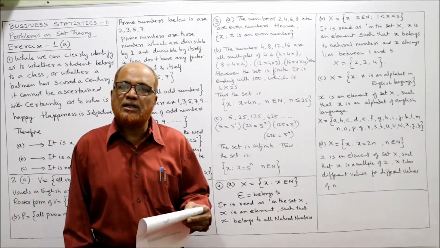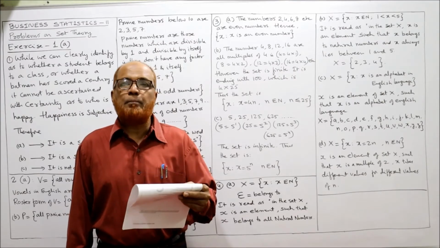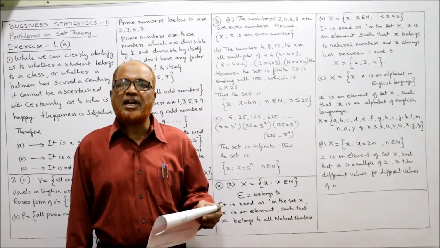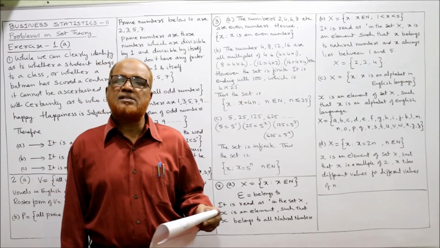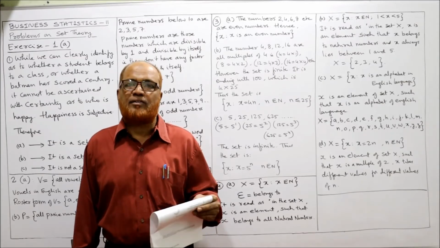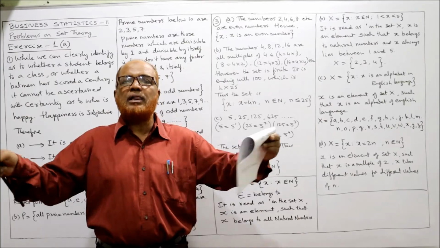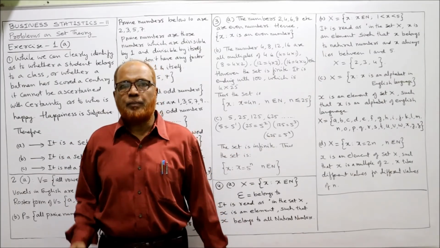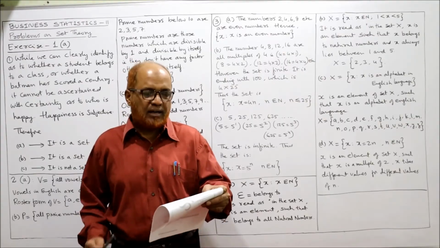Now I am coming to the third problem. Problem number 3. Represent the following in set builder form. This is the second method of representing the set. Set builder form is the form in which we write the property of the elements, the property of the set which is shared by all the elements. That is called set builder form.